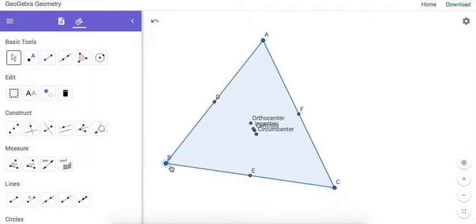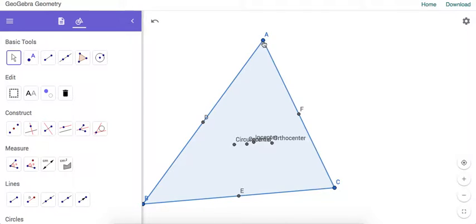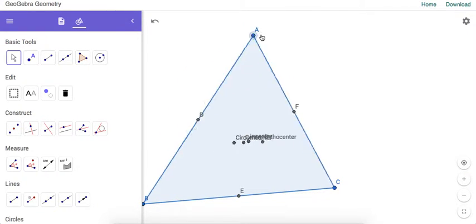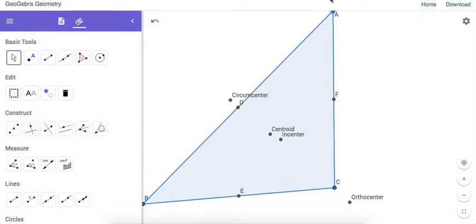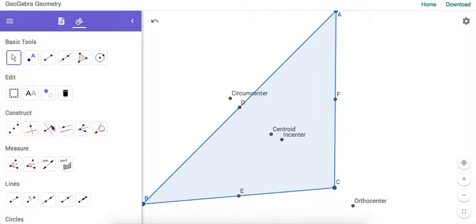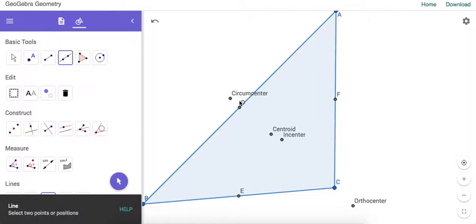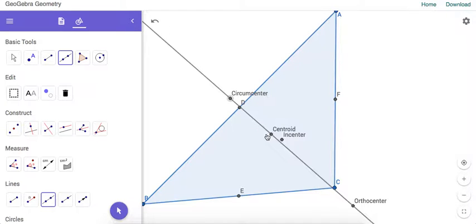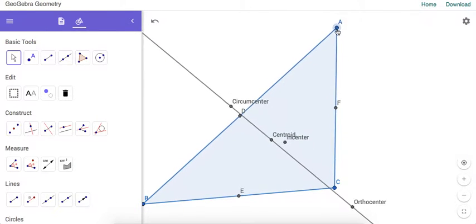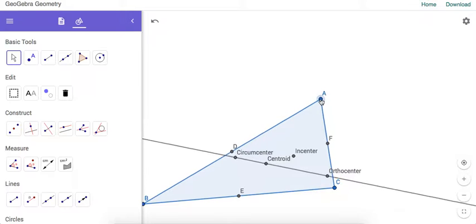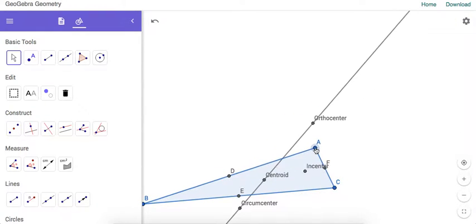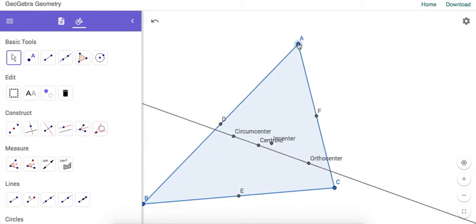And what I want to show you is three of these four have a very unique relationship. And so if I stop there for a moment, what you're going to see is if I draw from the circumcenter to the centroid, this line also goes through the orthocenter. And if I, again, just keep moving my triangle around, the orthocenter is always on the line that's created with the circumcenter and the centroid.